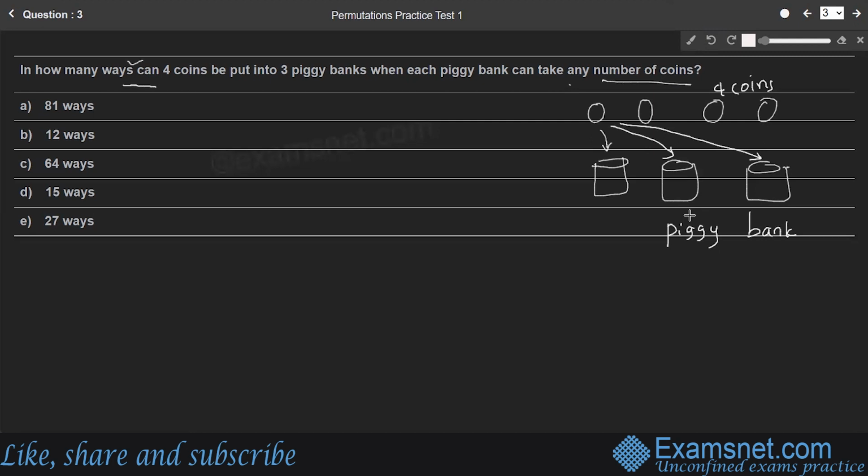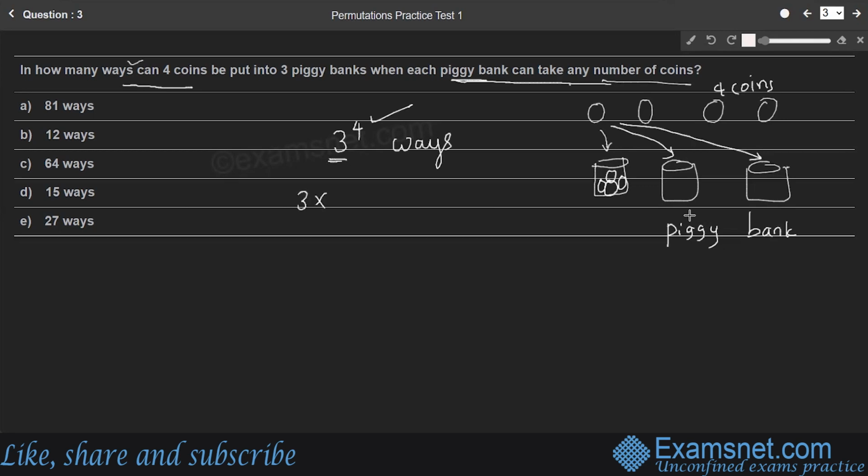Therefore, the ways in which the 4 coins can be put into 3 piggy banks are 3 raised to 4 ways. In 3 raised to 4 ways, we can put 4 coins in 3 piggy banks such that each piggy bank can take any number of coins, right? You can even put only 1 coin in each piggy bank, or 2 coins, or 3 coins, or 4 coins. Therefore, there are 3 raised to 4 ways. Here 4 is the number of coins and 3 is the number of piggy banks.